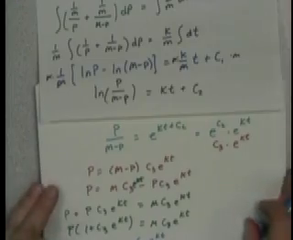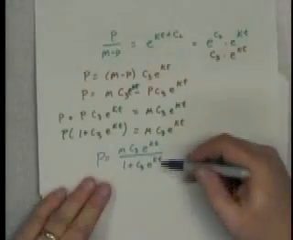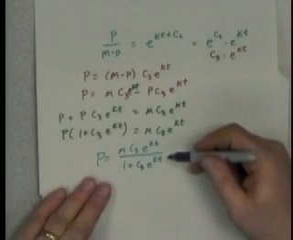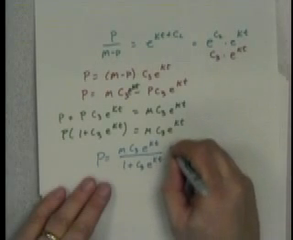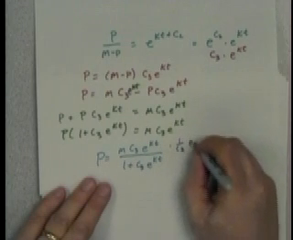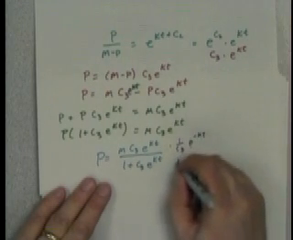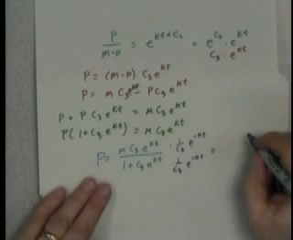And I lost you. Sorry. Now, with the two c3 e to the kt's there, it may be easier to multiply through by 1 over c3 e to the minus kt on the top and bottom, just to make the form look better, I guess.